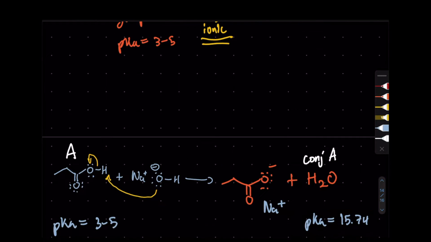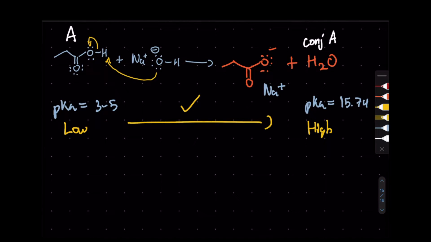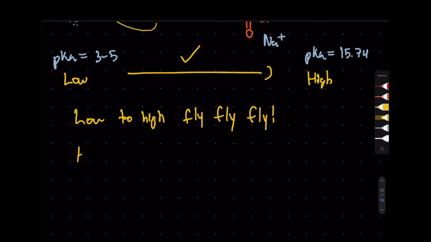Now we'll get into that in a second, but what will happen right here is that the pKa goes from low to high. And that is important because then this reaction will actually go. So low to high, a mnemonic that helps remember this is: low to high, fly, fly, fly. High to low, no, no, no.